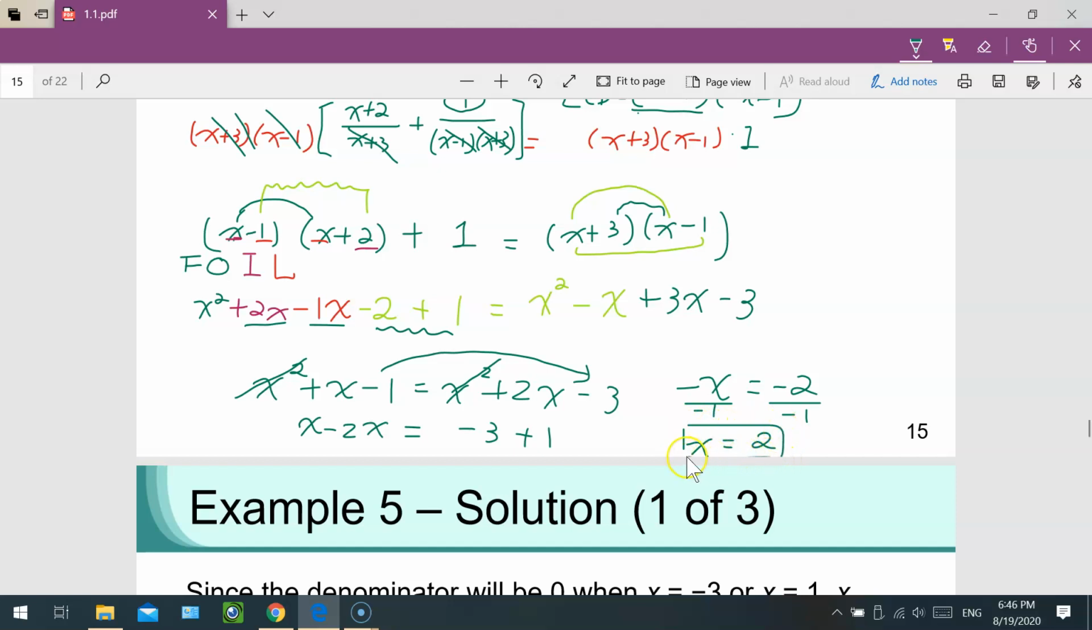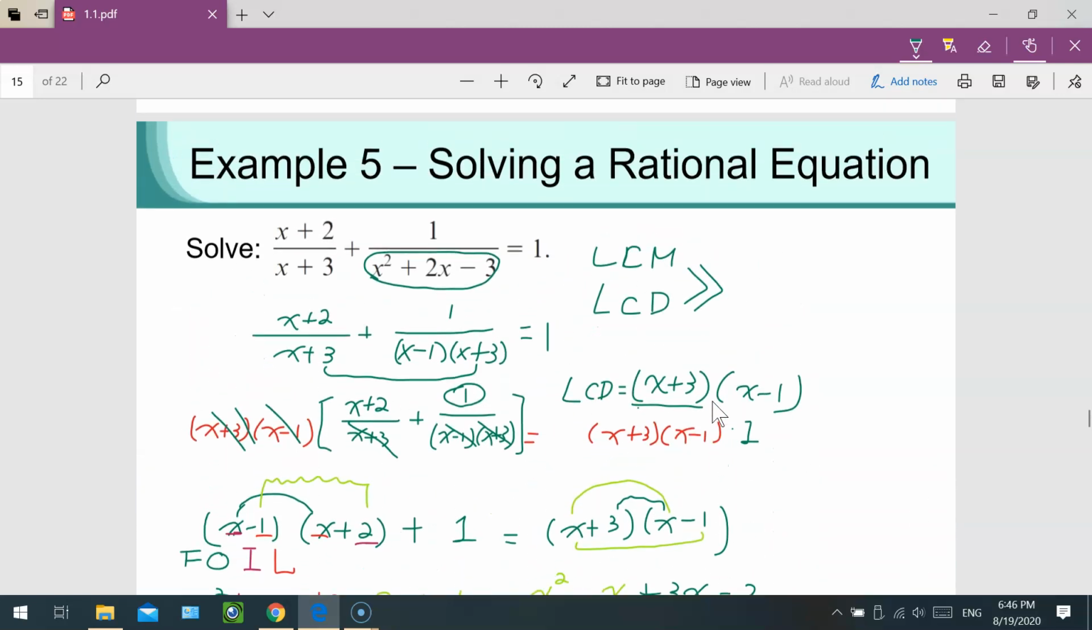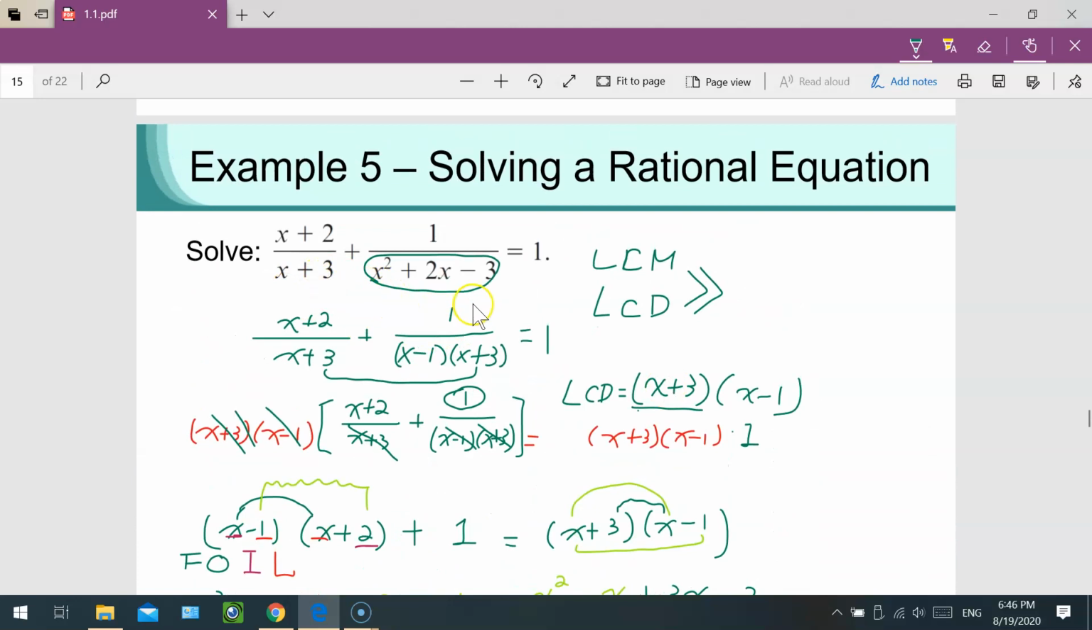Now we solve for x. It's a particular solution. X equals 2, right? So, perfect. We did the job. However, you need to understand this is not a linear equation. It's not a one variable equation. The equation you have is a rational equation.